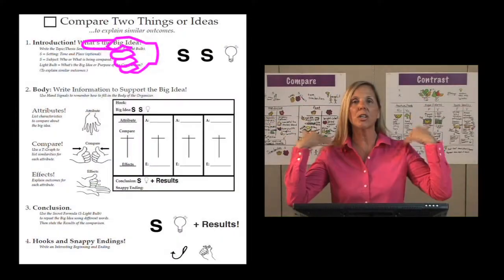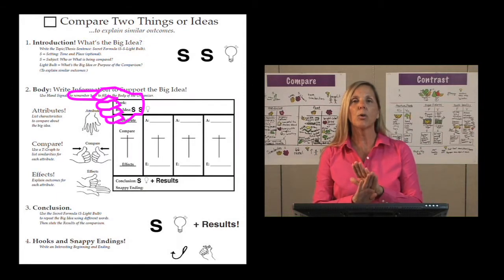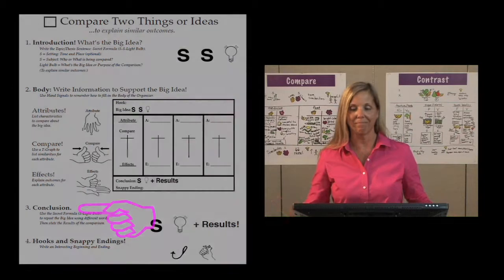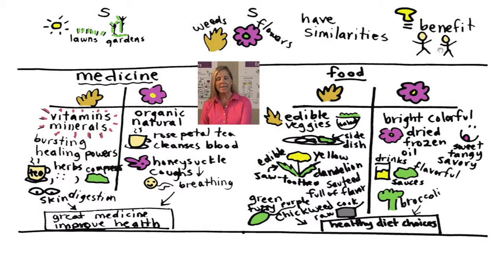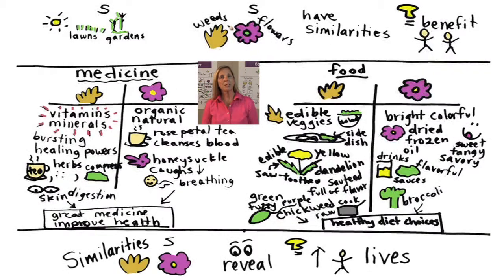We have our introduction, we have our body. Next, we're going to go to the conclusion. We're going to repeat the big idea, not the setting, just the subject and the light bulb, but use different words. Sometimes it's difficult to look at all the information in the thesis statement, the S and light bulb, and go down to the bottom of the paper and reword it. That's why we use S and light bulb.